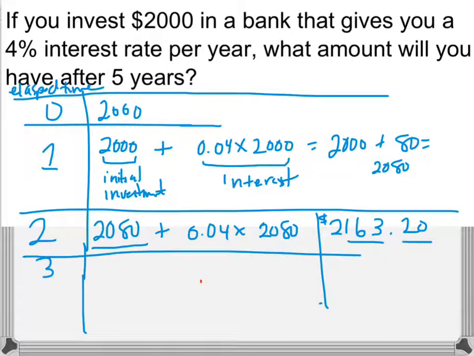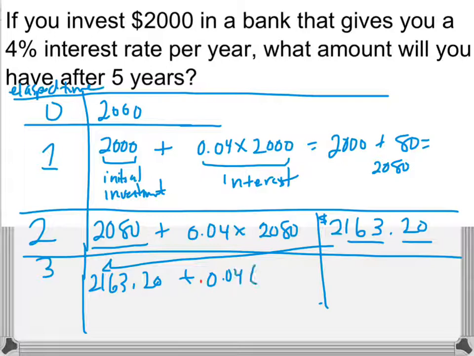Okay, and you continue this on. At year 3, you would take this initial one, 2,163.20, and you'd add 4% of that onto there. Okay, and you would get 2,249.73. It was actually 0.728, but I rounded it to 0.73 because we're talking about money, right? And you could continue this process up to 5 years.